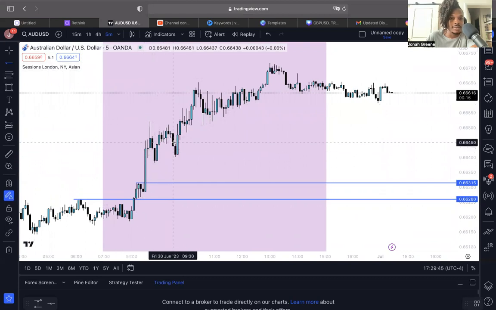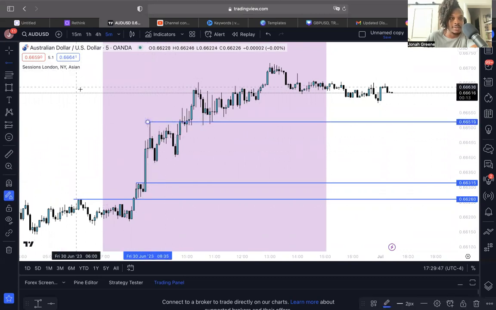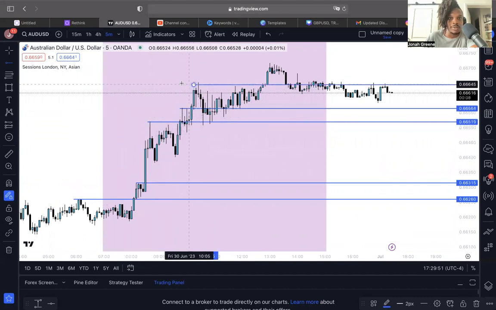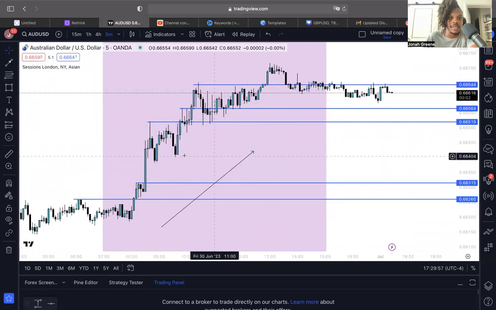Low created, another low created, high was broken right here. Low created, high was broken right here, low created, high was broken. So this is determining altogether for the day, this is an uptrend.